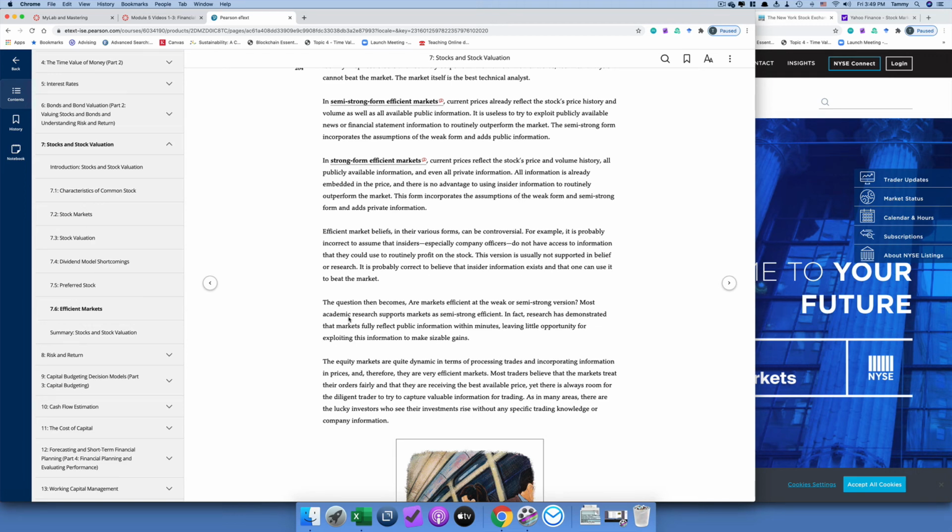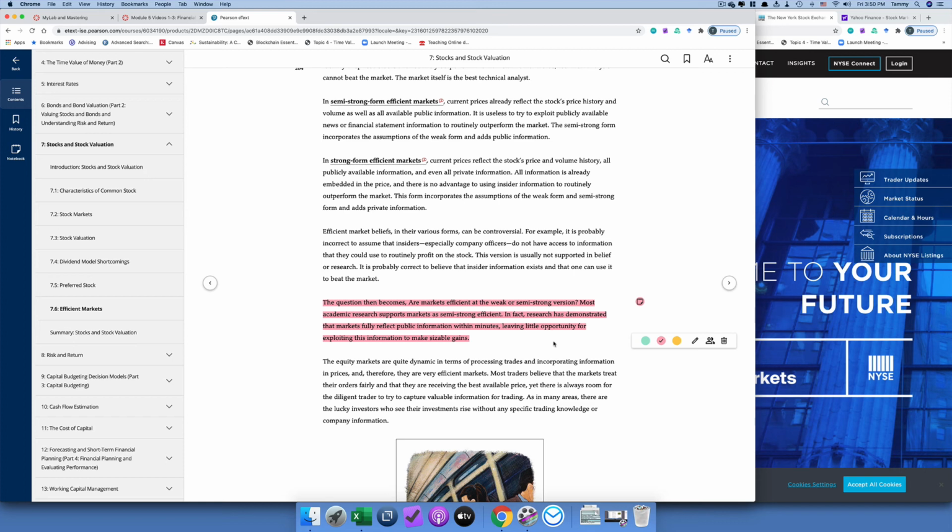So what that means, though, here's the thing. Are markets efficient at the weak or the semi-strong version? Most academic research supports markets as semi-strong efficient. In fact, markets fully reflect public information within minutes, leaving little opportunity for exploiting this information to make sizable gains.